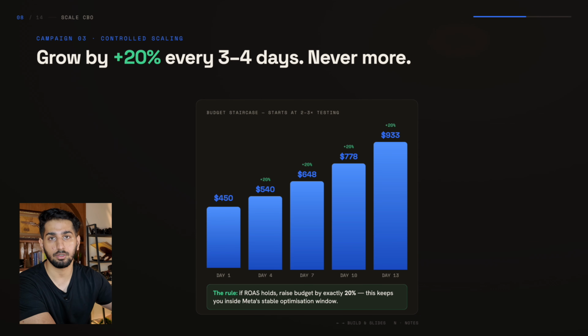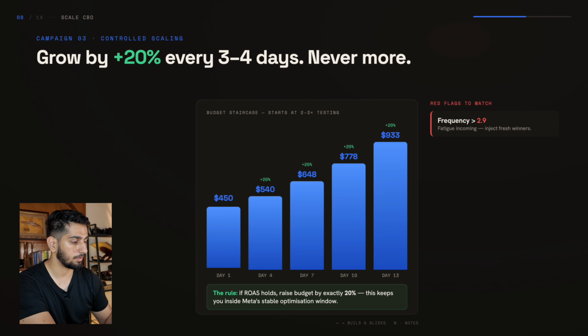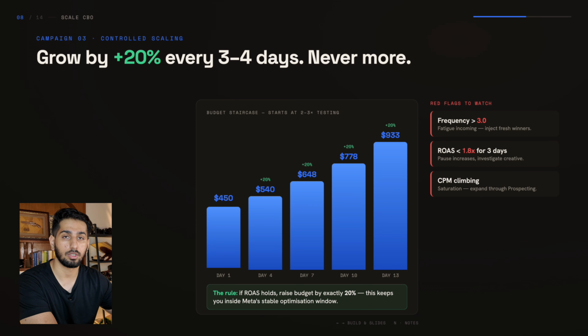Do not rush scaling. I know it can be very, very tempting to rush scaling because you're seeing new sales, you're increasing your revenue, but don't do it. Trust me, it's going to break your performance. Now, a couple of red flags that I want you to keep a look at. If frequency goes above 3, that means your creative fatigue is going to come soon. You want to make sure you inject new creatives into this campaign.